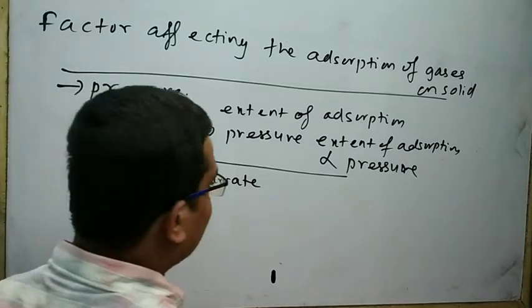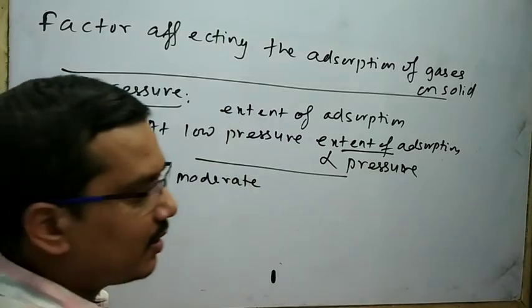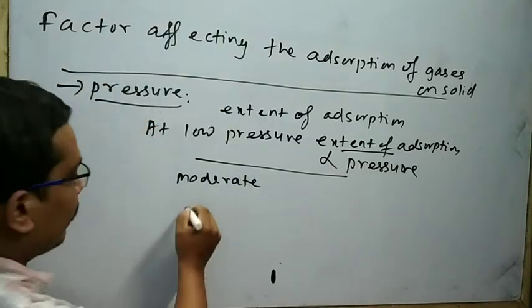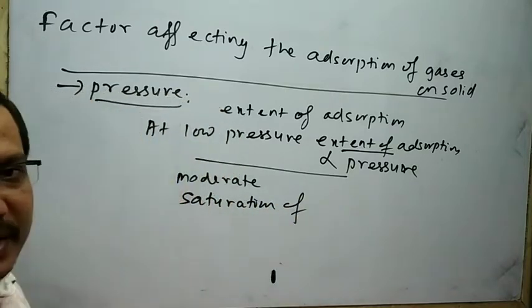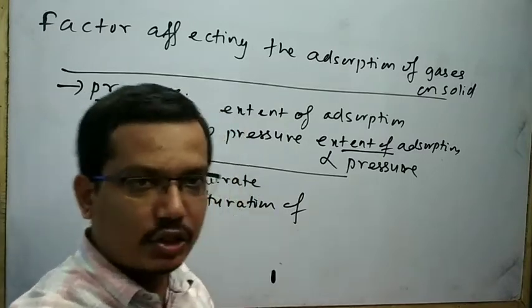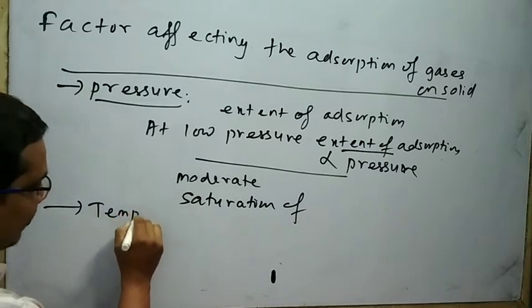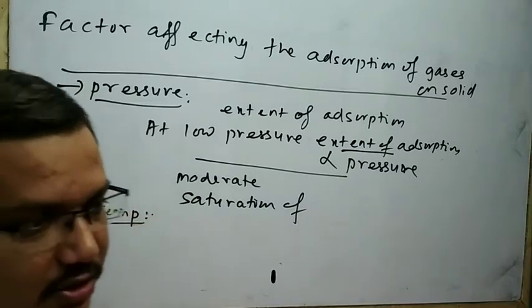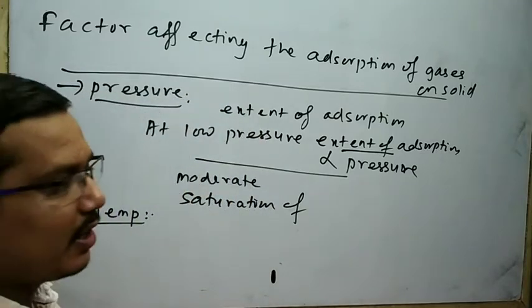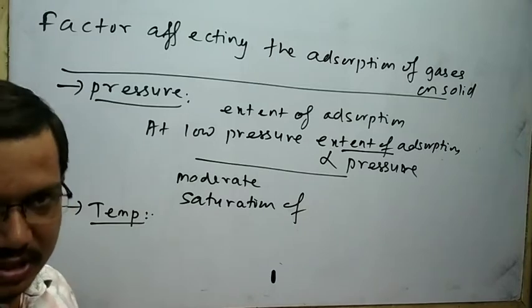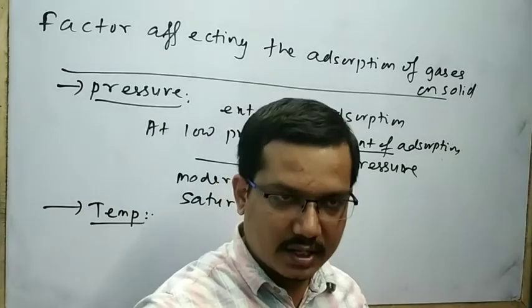However, at high pressure, the extent of adsorption tends to achieve a limiting value due to saturation of the surface of the adsorbent by the adsorbate molecules. Next factor is temperature. In case of physical adsorption, if I increase the temperature, then the extent of adsorption decreases because there is no necessity of activation energy.